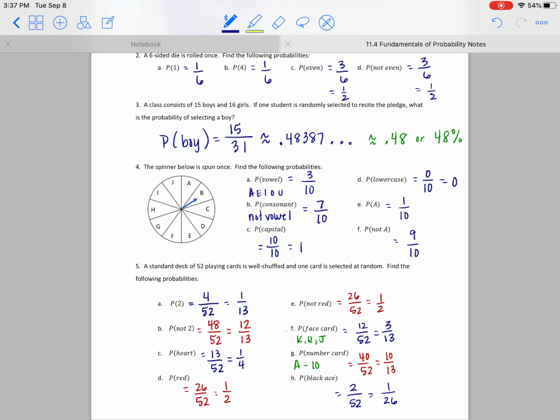Okay? Hopefully that makes a bit of sense, and hopefully you have some experience with probability already. So this is really just supposed to be a basic lesson, and some of the probability we're going to look at is going to get a bit more complicated, but just take it one step at a time. So you have some practice to work on.